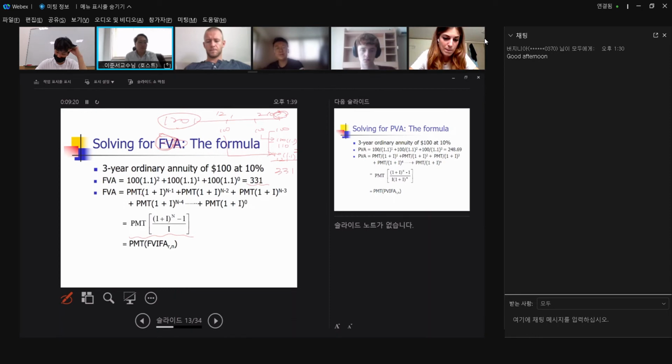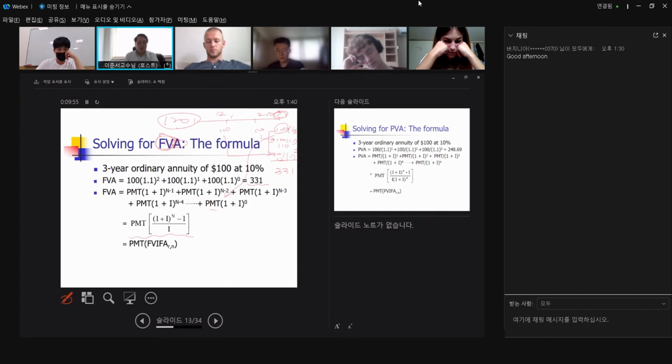How come? Okay, for example, if the maturity is 3 years, then the first term is payment times (1 plus i) to the power of 0. This one, right? 100 is the payment. (1 plus i) to the power of 0 equals 1, right? So this cash flow stream is expressed by payment times (1 plus i) to the power of 0, right?